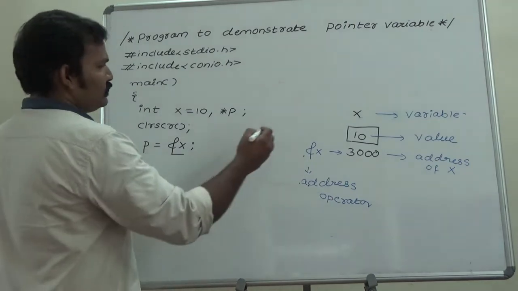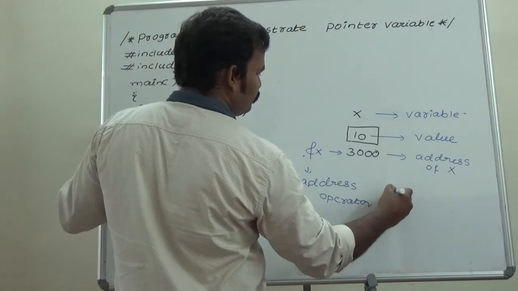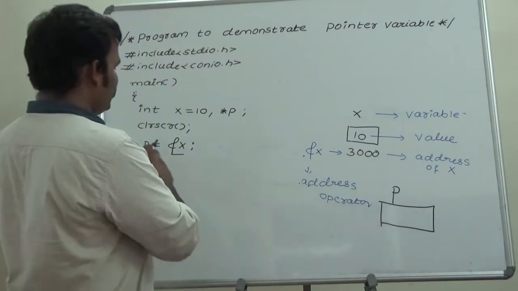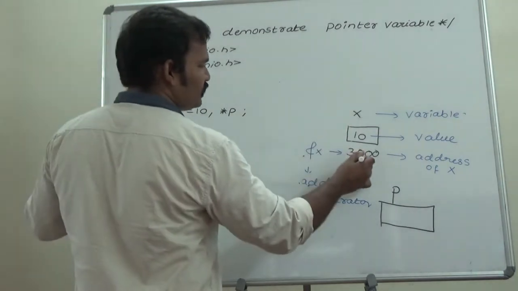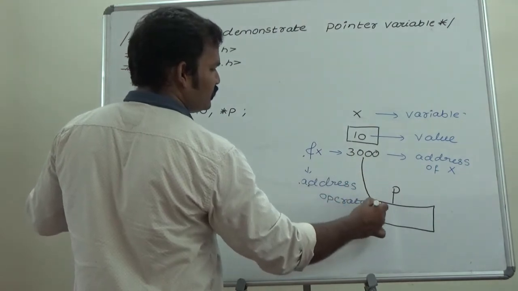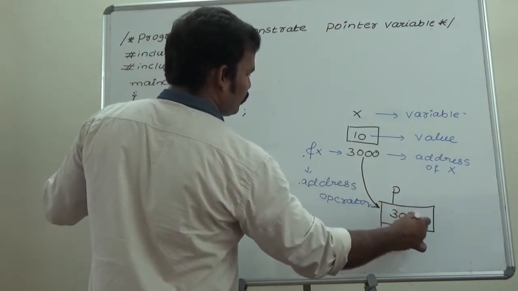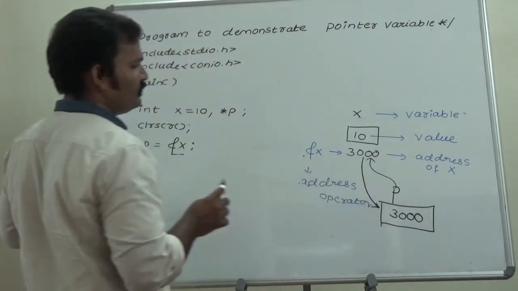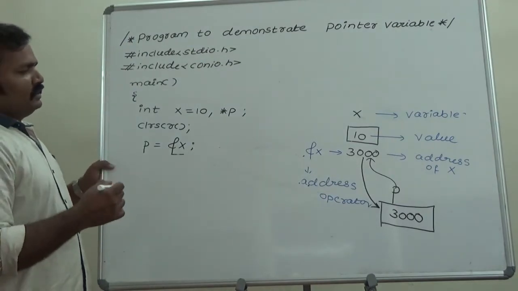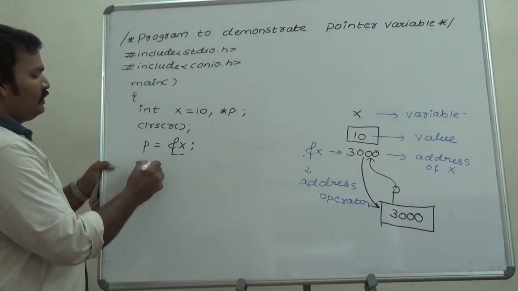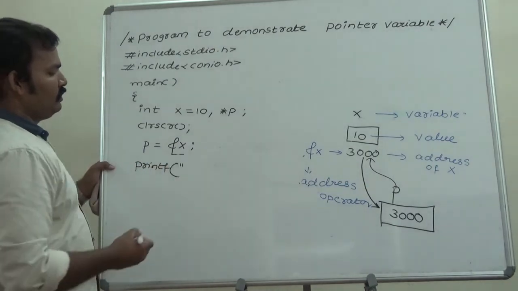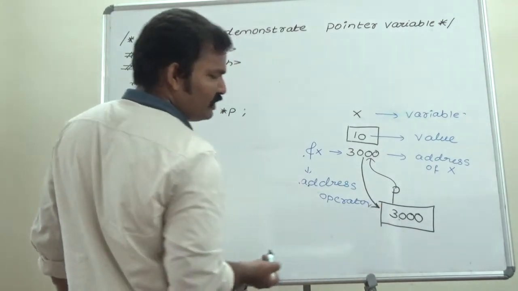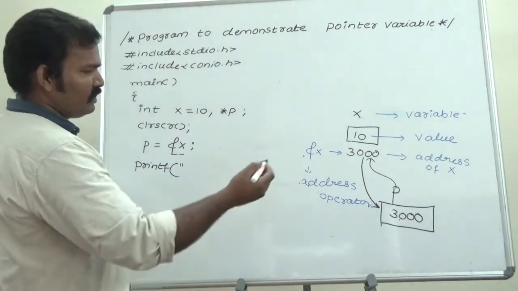So here what happens? p is the pointer variable. What does the p variable contain? The address of x. Suppose the address of x is 3000. Now p is pointing to this address. Next I want to print the value which is stored at this 3000 address.